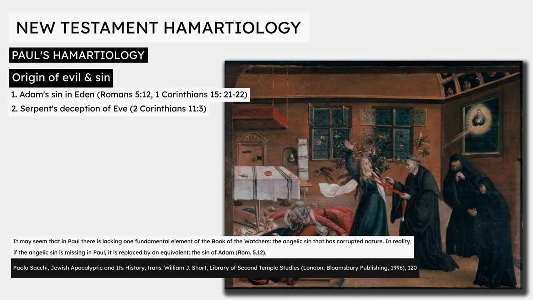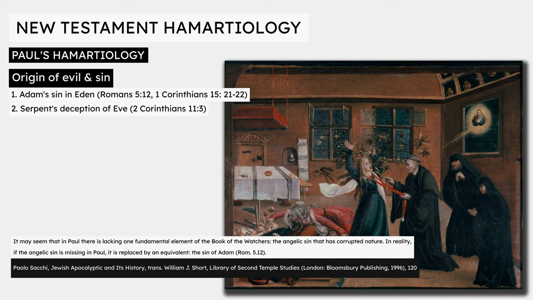Professor Paolo Sacchi similarly observes that although the Edenic narrative of temptation and sin plays a similar part in Paul's hamartiology as it does in cosmological Second Temple period texts, it lacks, "the angelic sin that has corrupted nature." Instead, Sacchi notes, the sin of cosmological beings, "is replaced by an equivalent, the sin of Adam."